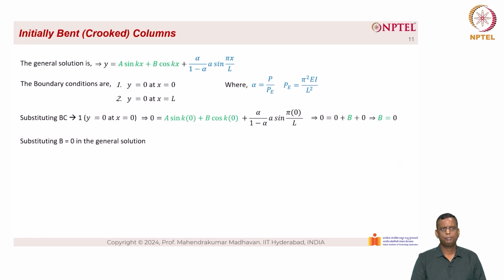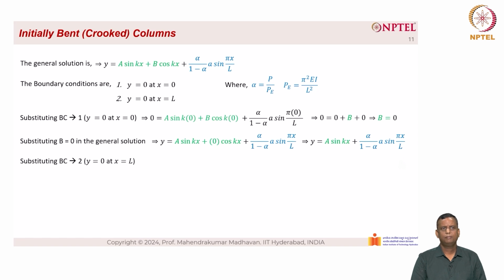Now, substituting b equal to 0 in the general equation gives rise to the equation y equal to A sin kx plus alpha by 1 minus alpha into A sin pi x by L. Now, we can again substitute the equation further, which is boundary condition 2, y equal to 0 at x equal to L. We have 0 equal to A sin kL plus alpha by 1 minus alpha into A sin pi L by L. So, this becomes 0 equal to A sin kL plus alpha by 1 minus alpha into A sin pi. In this equation, sin pi is equal to 0.